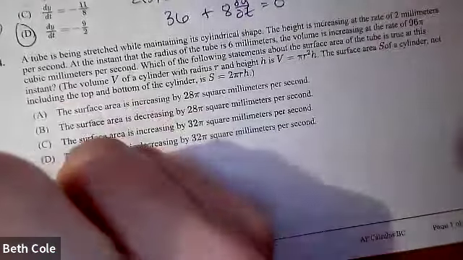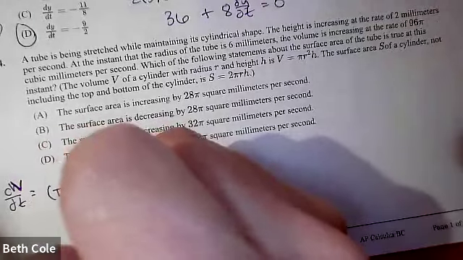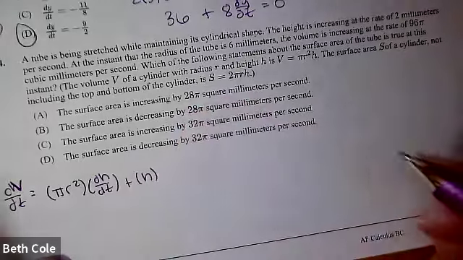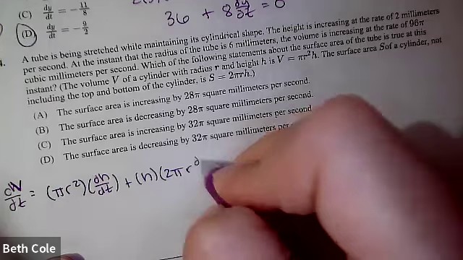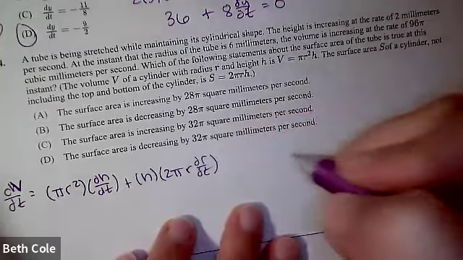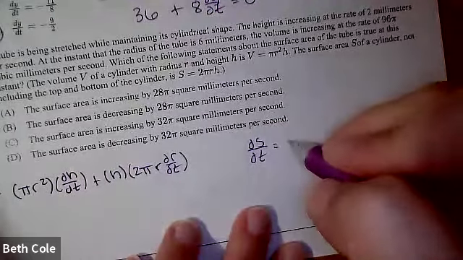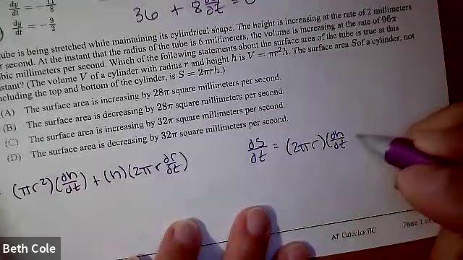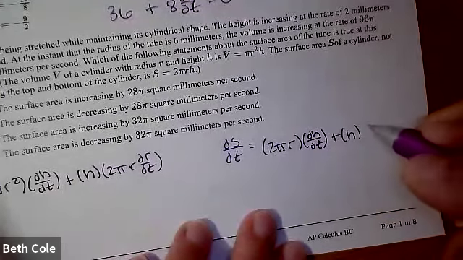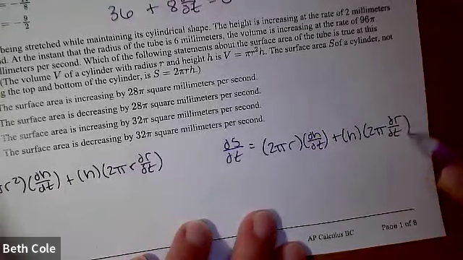All right, product rule. So first, pi r squared, derivative of the second, dh dt, plus the second times derivative of the first is going to be 2 pi r dr dt. All right, and I'm going to do the same thing for surface area. Again, it's a product rule. So first derivative of the second plus second, and then derivative of the first.